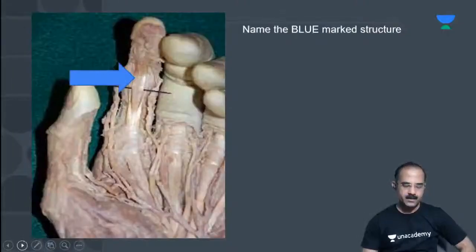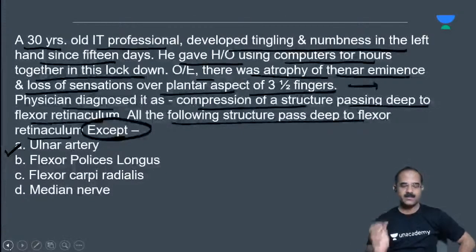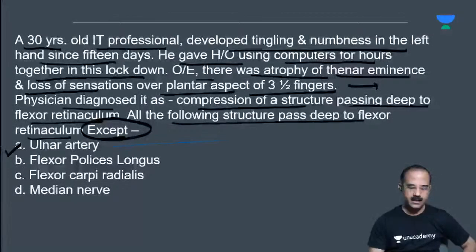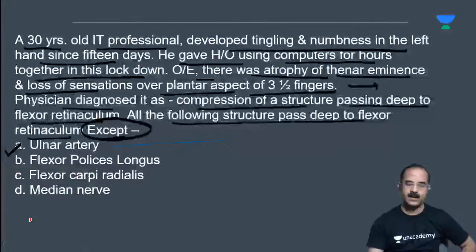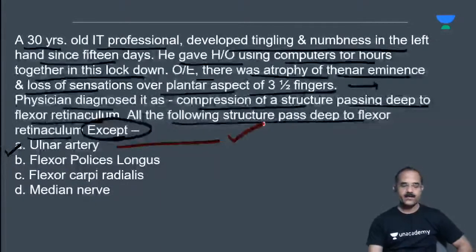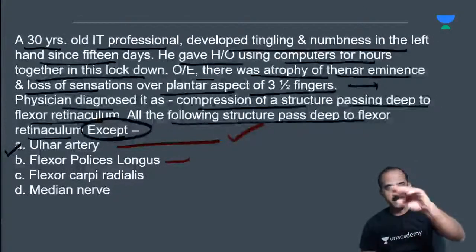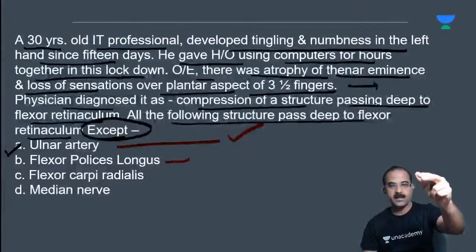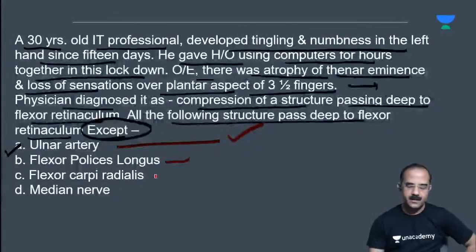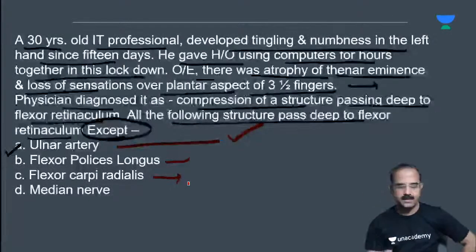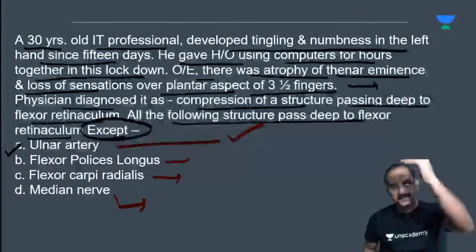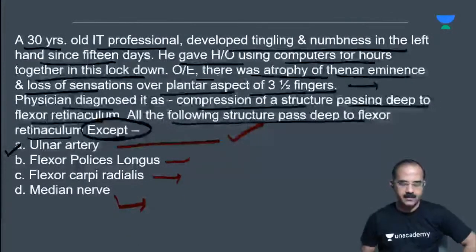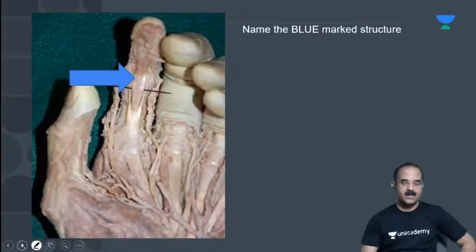Right. So what is the answer for this? The best answer for this will be the ulnar artery, because ulnar artery definitely passes outside the flexor retinaculum. Flexor pollicis longus passes through the carpal tunnel enclosed in a synovial sheath, the radial bursa. Flexor carpi radialis passes through the flexor retinaculum. The median nerve passes through the carpal tunnel. Okay. See the next MCQ.